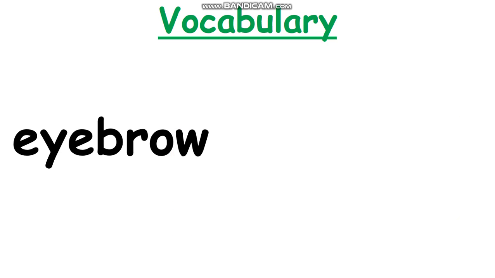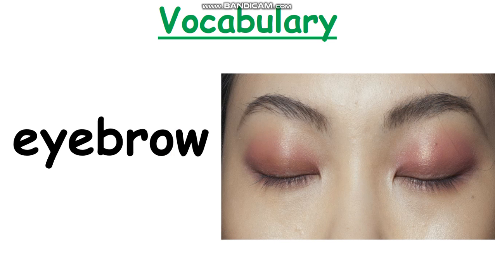Next word. Eyebrow. Alright? Do you know eyebrow, everyone? This one is called eyebrow. This one, right? And this one is eye, right? This one eye. And this one also eyebrow, right? So that's called eyebrow. So how many eyebrows do you have? You have also two eyebrows, right? So how to spell eyebrow? E-Y-E-B-R-O-W, right? Eyebrow. Alright? So do you know eyebrow? Yes, you can see the picture.